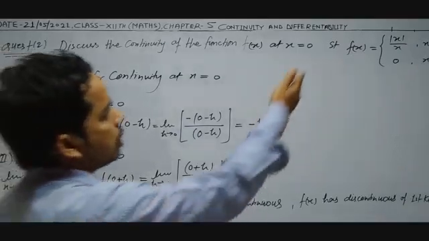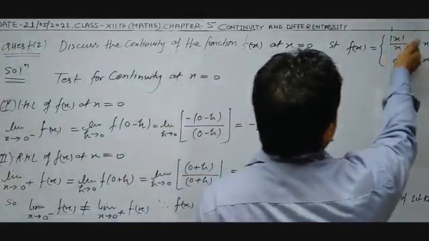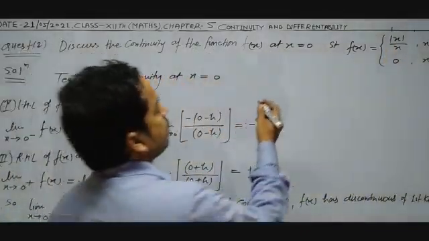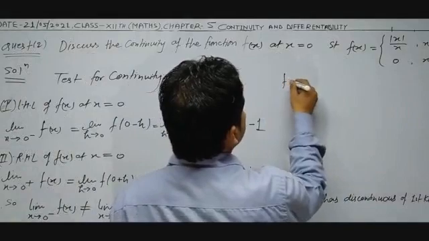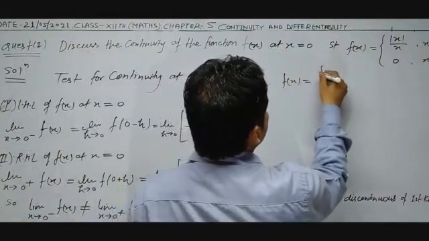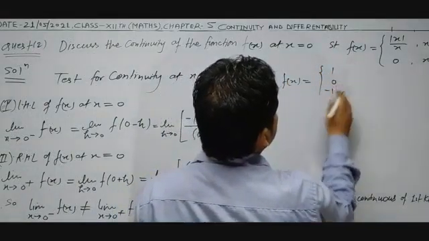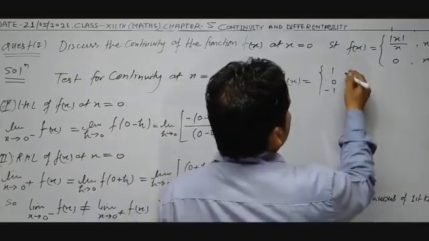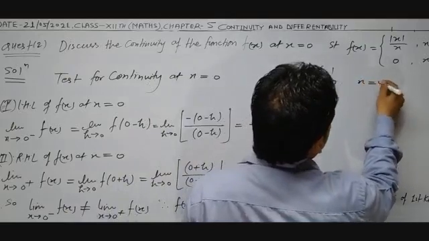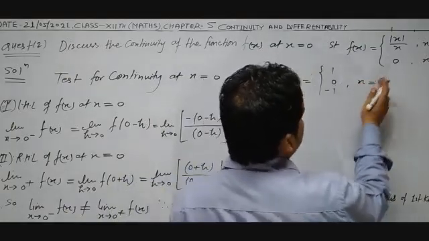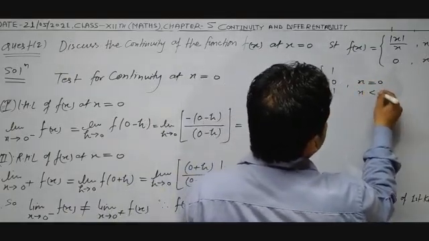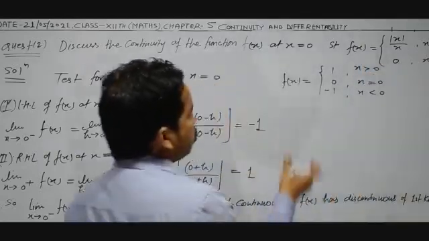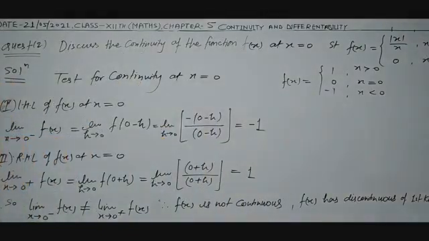Now see the graph of mod of x whole upon x and 0. This function can also be written as f(x) equal to 1, minus 1 and 0. The value is 0 only for x equal to 0, and minus 1 when x is less than 0, and when x is greater than 0, the result is 1.